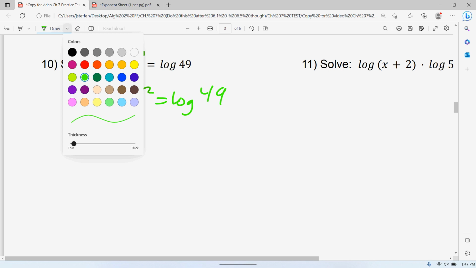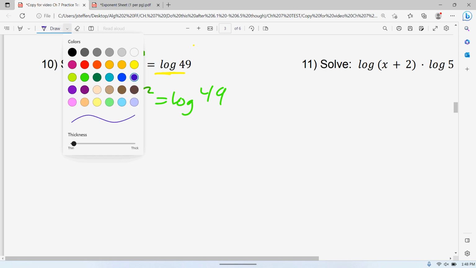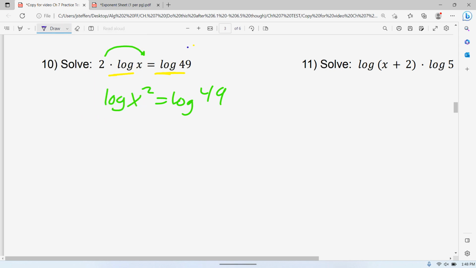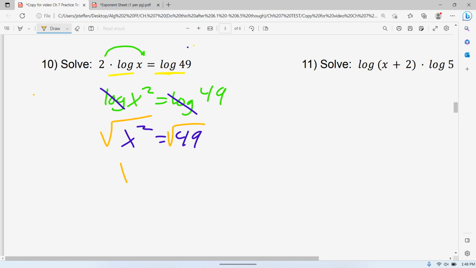I mentioned this before. If you look at these, they both have a log on either side. So if they have a log on either side, the left and the right, we're going to try to make it so it's one log on the left and one log on the right, which I know it is, but simplifying that, using the 2 as the exponent, helps. These are both base 10. So actually the logs cancel. And then take the square root of both sides, and the square root of 49 is positive 7.